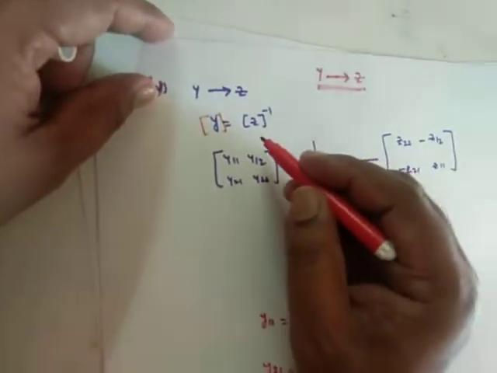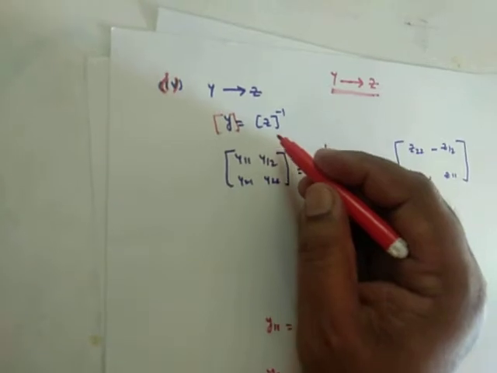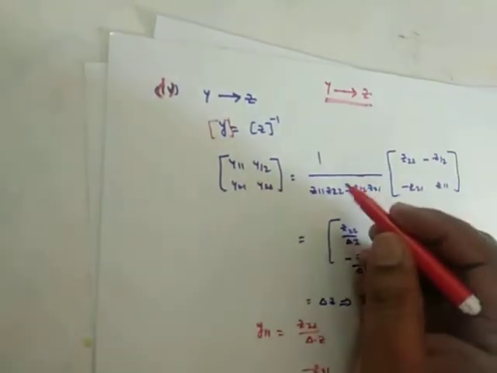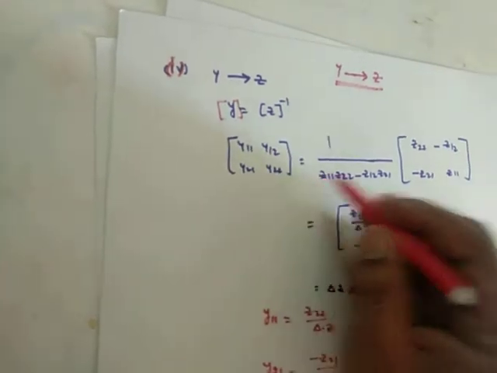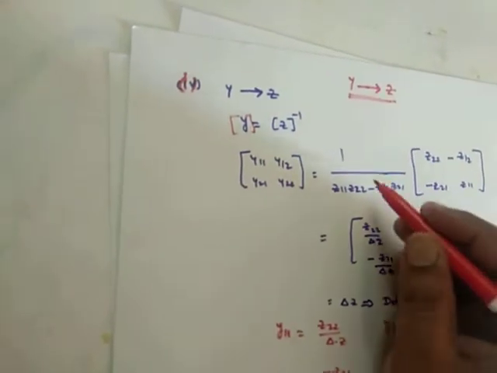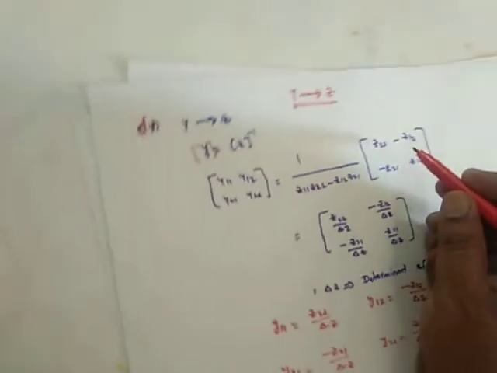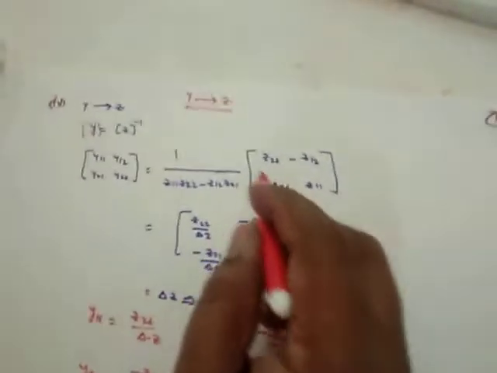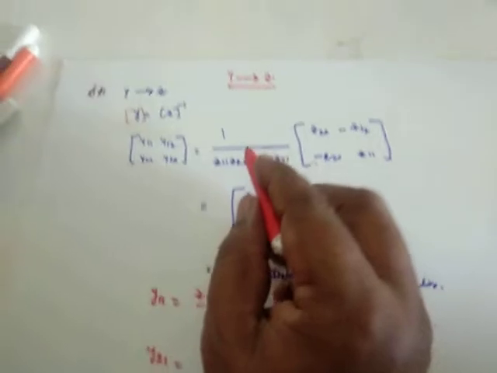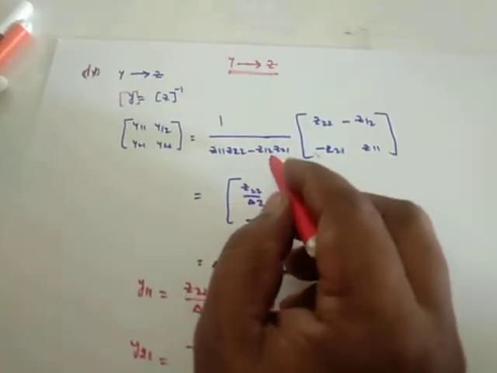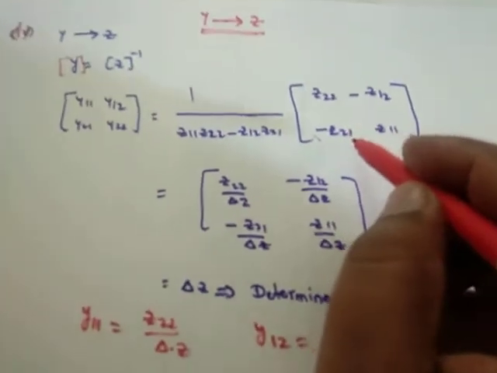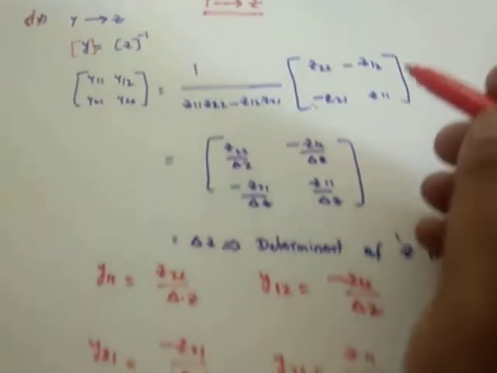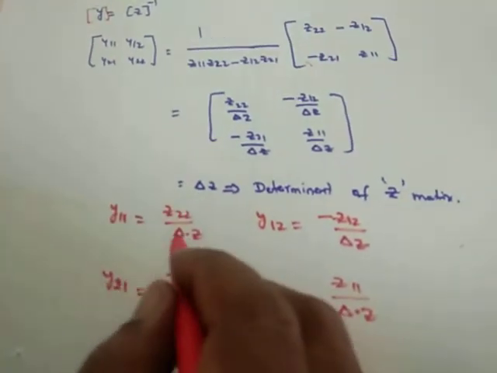Okay, already we know the relation between Y and Z. Y is equal to Z inverse. So invert the matrix here. Y11, Y12, Y21, Y22 is equal to 1 by (AD minus BC) times the matrix D, minus B, minus C, A. According to that, 1 by (Z11 Z22 minus Z12 Z21) times Z22, minus Z12, minus Z21, Z11.